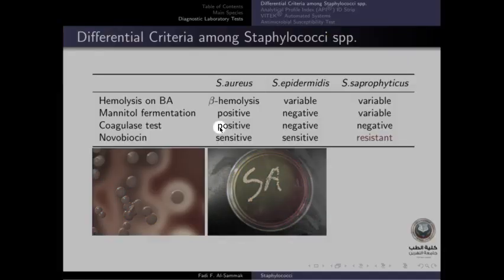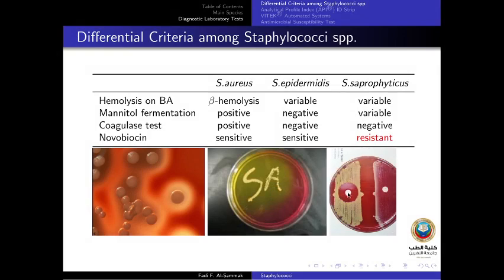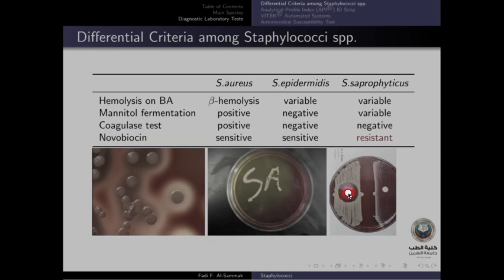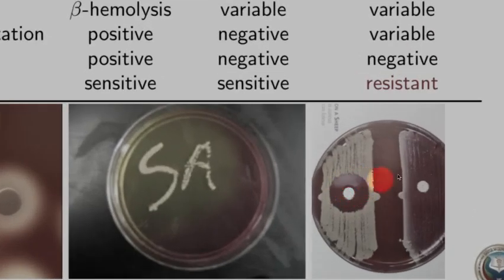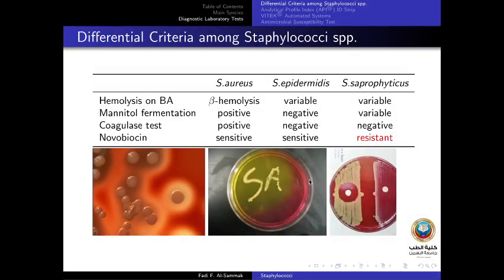Well, novobiocin will be very useful in this case, and if we put the novobiocin disc, as you can see here, saprophyticus will be resistant, and it will be sensitive in aureus and epidermidis. Sensitive, why? Because we see this is the disc, and we see here a clear area or zone of inhibition, and here are the colonies. So these are the main tests that are used to differentiate. So this table is very important.